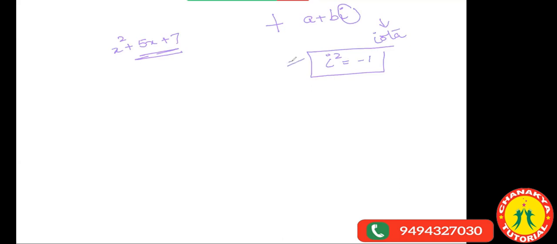Iota generally, see, I'm explaining to you, but it is not in your syllabus. In quadratic equations, sometimes you will see that you are not able to factorize. Suppose the equation given is x square plus 5x plus 7. The general form of a complex number is a plus b iota. This I represent as iota. And the value of iota square is always equal to -1. This is applicable only in imaginary functions.